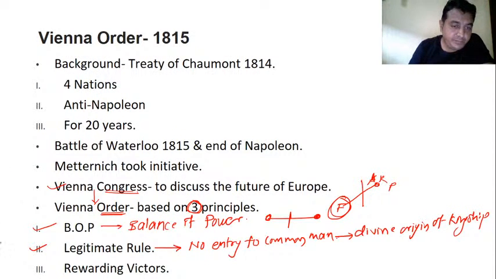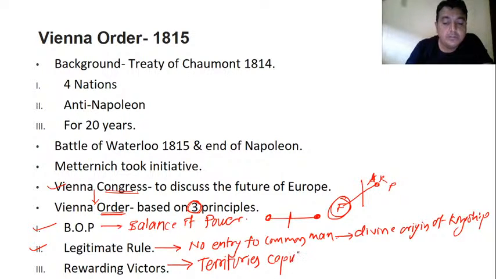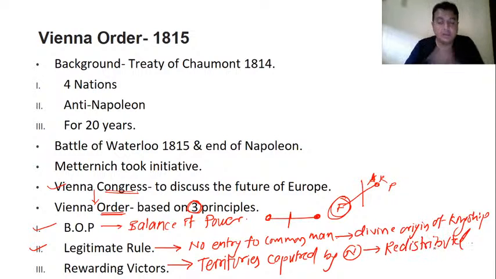And the third thing in the Vienna Order is related to rewarding victors. And what is exactly this? Whatever territories were captured by Napoleon, they redistributed them. Clear? So three basic principles of Vienna Order: BOP, legitimate rule, and rewarding victors. Means those who emerged as victors were rewarded with lands or territory.